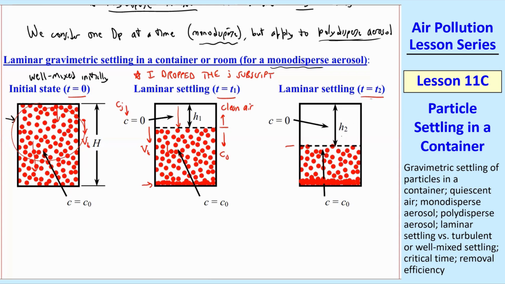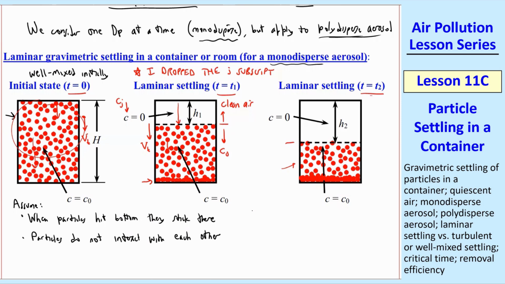By time t2, it's about half of the container, and all the particles are in the bottom, and then some of them have settled down at the bottom. So we assume that when the particles hit the bottom of the container, they stick there. We're not allowing for any resuspension of these particles. We also assume that the particles don't interact with each other, as we've always been making that assumption.